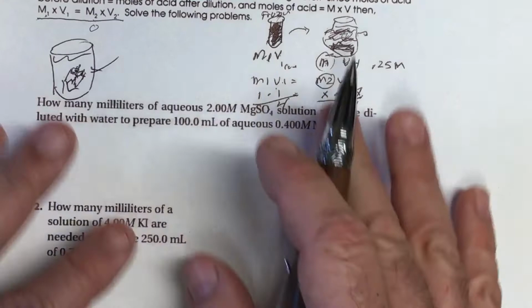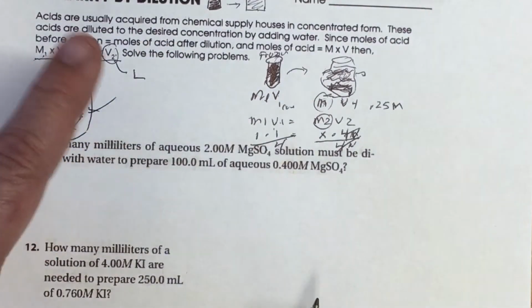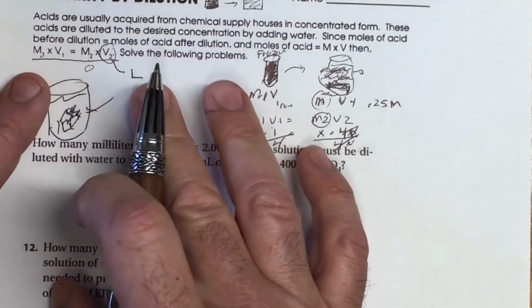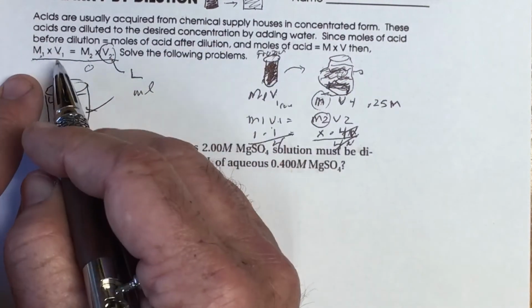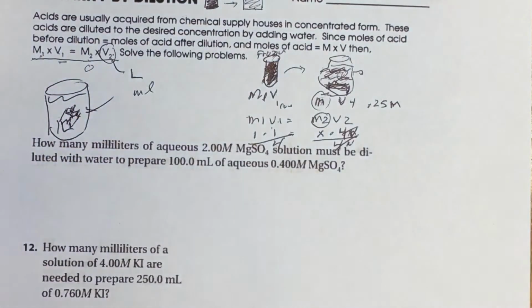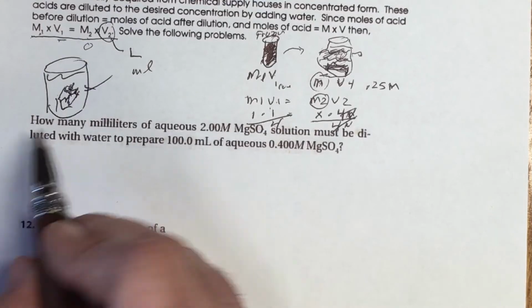How many, oh, by the way, normally the volume is going to be liters that we use. But if we were just doing straight dilutions, if they give us milliliters, that's okay, as long as we know that both sides would have to be milliliters. And we're not going to give you any tricky questions like that. So let's read through the problem.